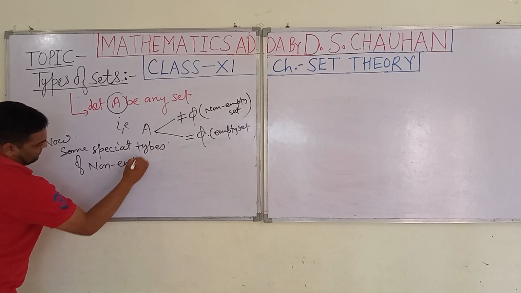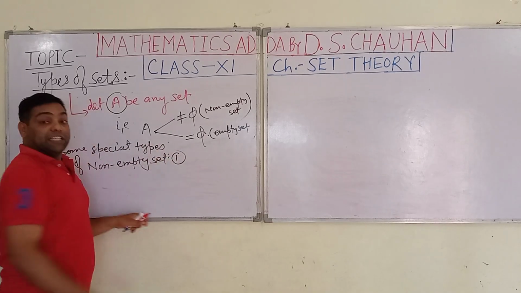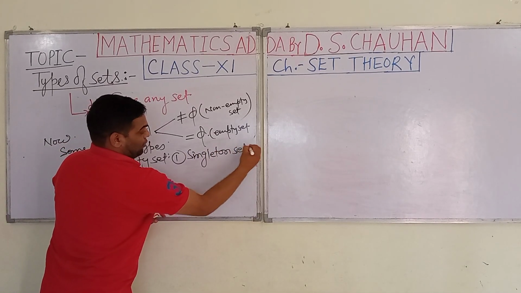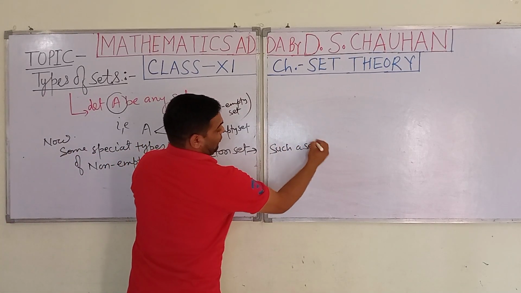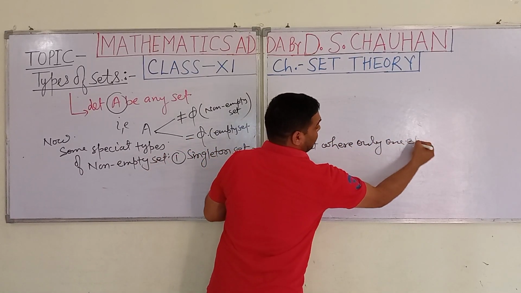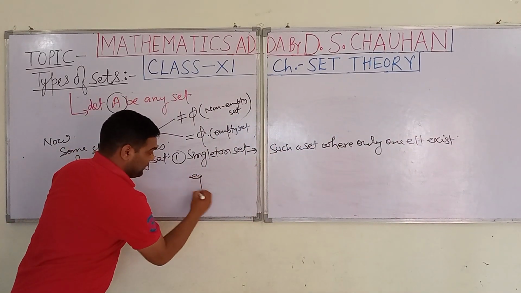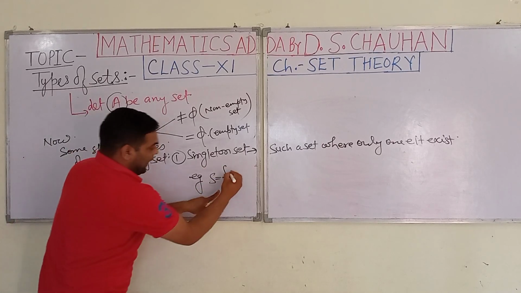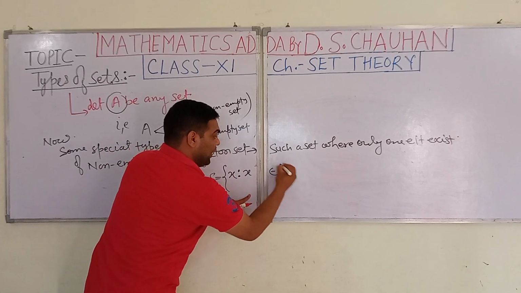Well students, now some special types of non-empty sets. Now, the first one is the singleton set. What is a singleton set? Students, it is such a set where only one element exists.